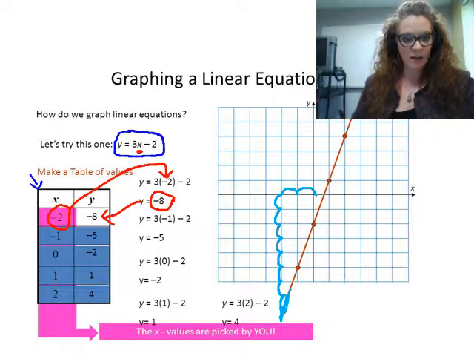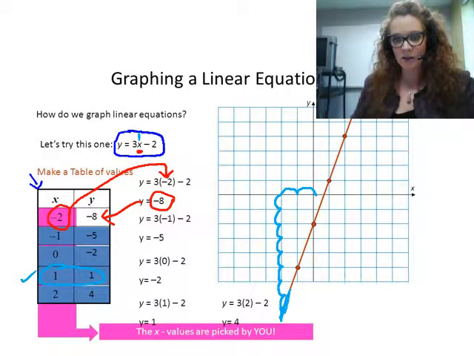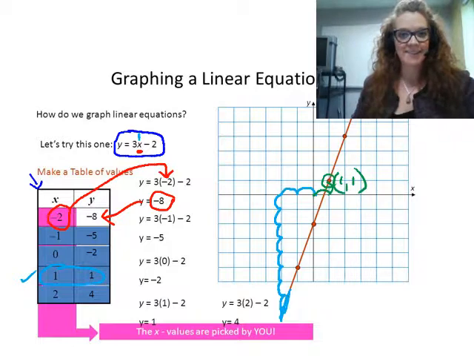So let's pick another value down here, 1, 1. If you put 1, 1 into this equation, 3 times 1 is 3. Take away 2 is 1. So 1, 1 checks out. It does fit the equation. And here it is on the graph. In the house 1, and up the stairs 1. There it is. Looks like a happy face.